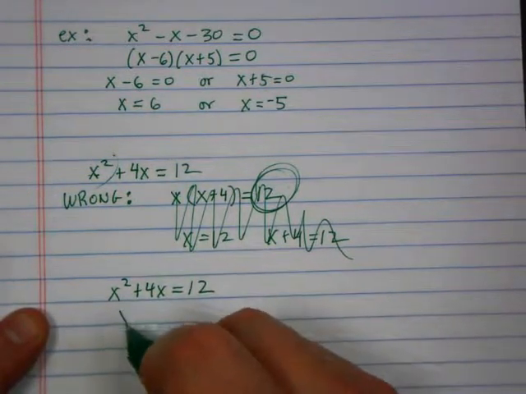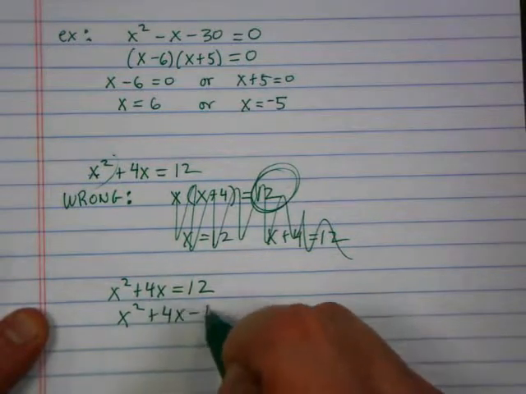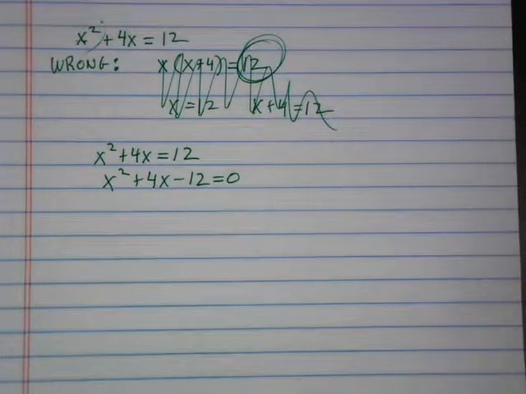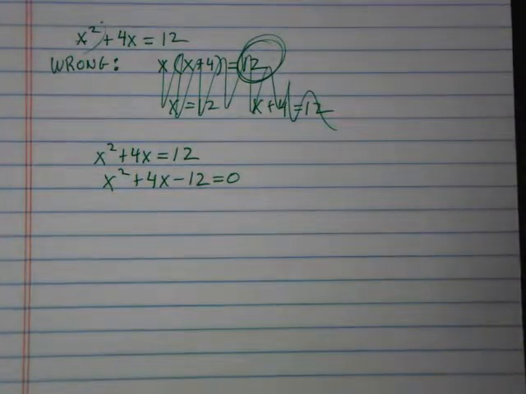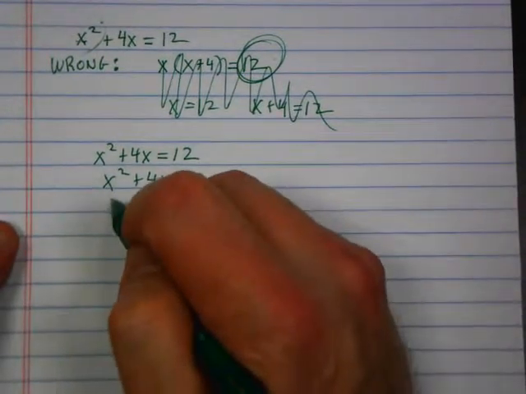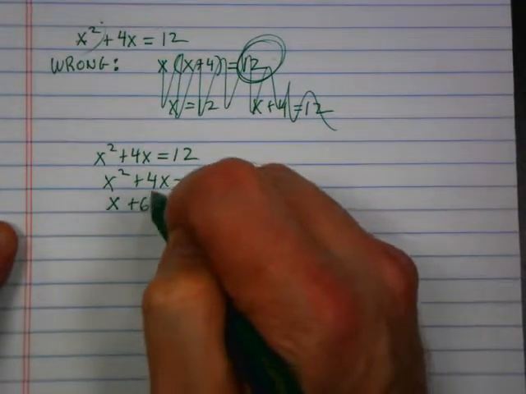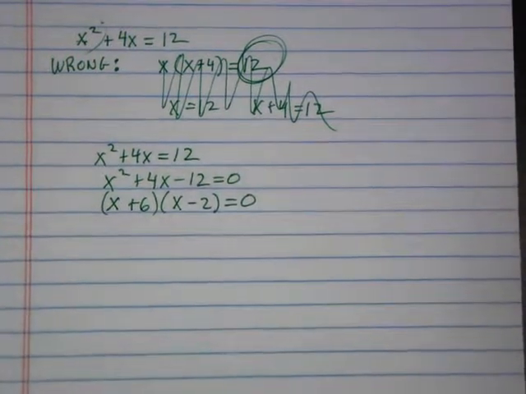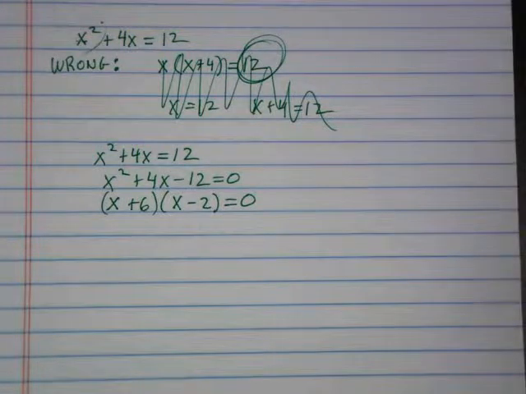All right, so the correct thing to do is get 0 on one side. So I subtract 12. X squared plus 4x minus 12 equals 0. Now I want to factor. Can I factor x squared plus 4x minus 12? Yes, it factors as (x plus 6)(x minus 2) equals 0. Then what? You break them apart and make them both equal to 0.